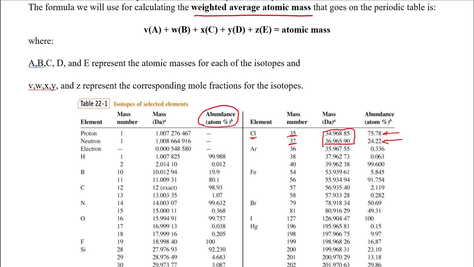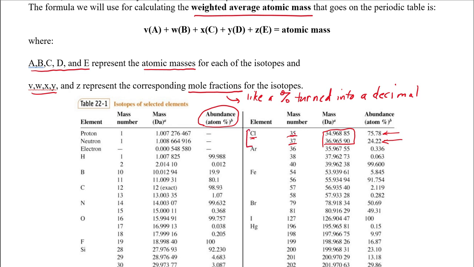So the formula I'm giving you uses these capital letters to represent atomic masses, and these small letters to represent their mole fractions, which means a percentage turned into a decimal. We're going to do this for just chlorine first. It's a simple one because we only see two isotopes here, the 35 and the 37. Because there are just two isotopes, I don't need A, B, C, D, E, I just need A and B. I don't need V, W, X, Y, Z, I just need V and W.